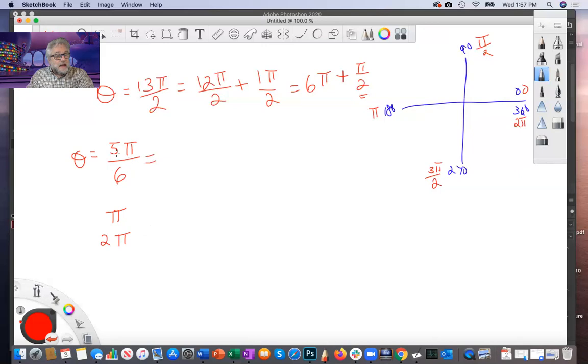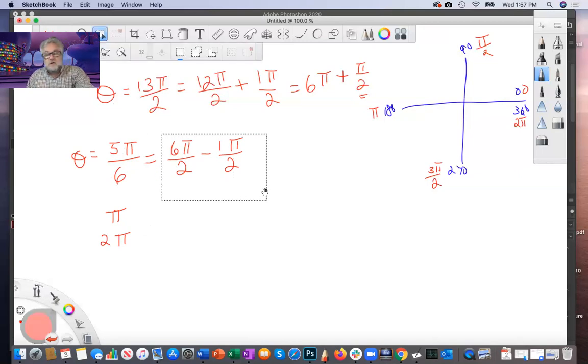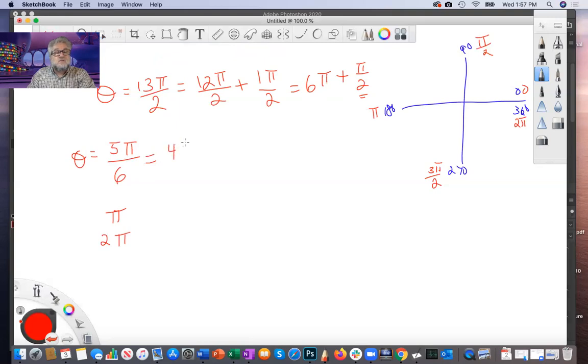So I can write this as 6 pi over 2 minus 1 pi over 2, because I can see this is closer to 6 pi than it is anything else. Oh, I guess that's not right. We could do, oh, I should have done 4, oh no, it's over 6. So I was right, and I erased it for no reason. No, let me just do it again.